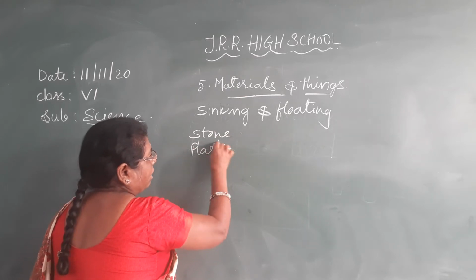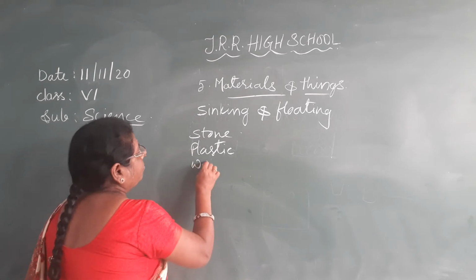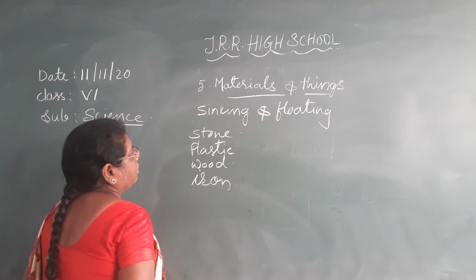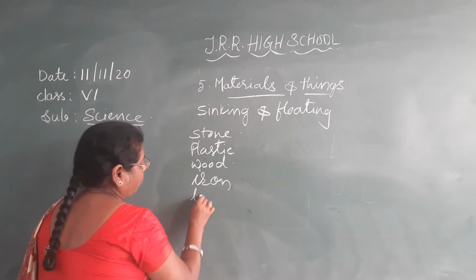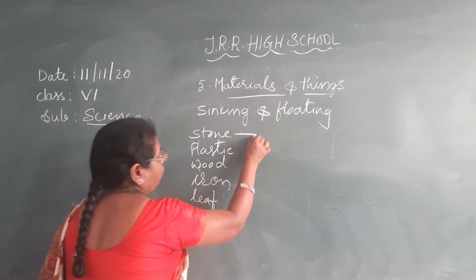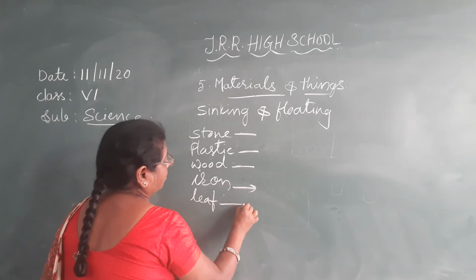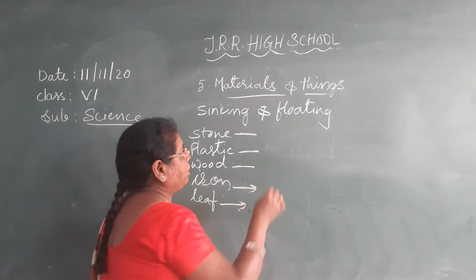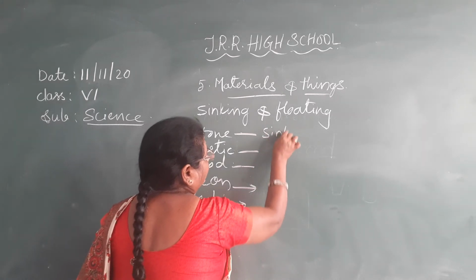Plastic is there, wood is there, iron is there. So here, a leaf. Which one will float? Which one will sink in the water? This stone is heavier than water, so it will sink in the water.